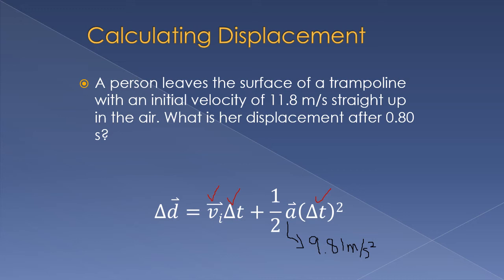And so that's our acceleration. So it doesn't directly say what is our acceleration, but it is our gravity. And so as we calculate it all the way through, remember we're going up and we're bouncing up, so we're accelerating. Her displacement is 12.6 meters.